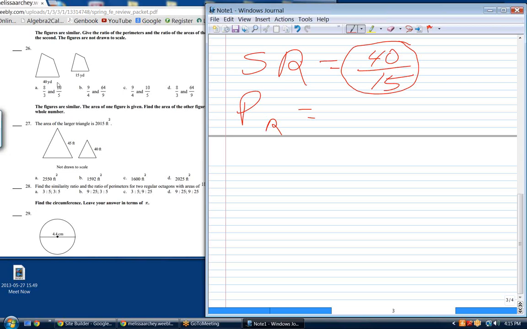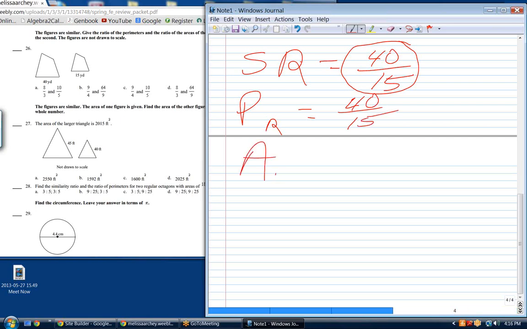By linear, I mean it's only yards. It's not yards squared. It's not yards cubed. It's just yards. When I figure out the perimeter of this, it's going to be in yards. Well, the perimeter ratio is exactly the same as the linear scale factor, which is called the similarity ratio. So the perimeter is also 40 to 15.